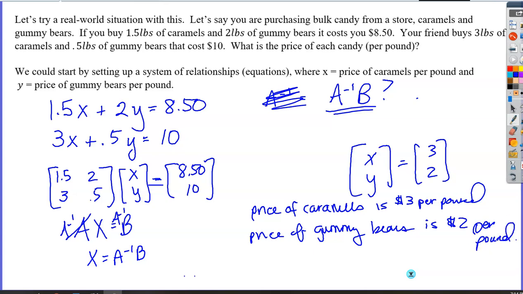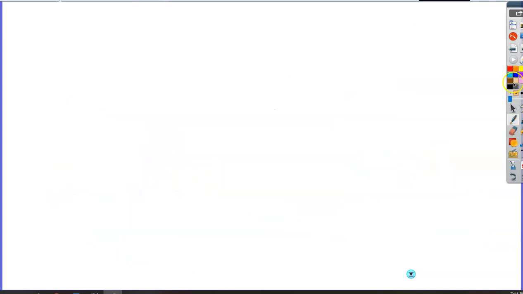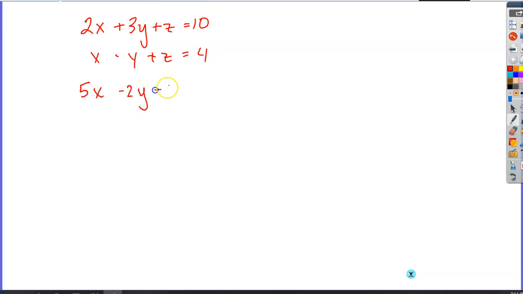Okay. Now, the other thing, just to show you, I'm not going to do a scenario on this one, but I do want to show you how you can use this with 3 by 3s, because we use these with planes a lot, like intersecting points of planes. So if you had planes, 2x plus 3y plus z equals 10, there's one plane, x minus y plus z equals 4, and maybe 5x minus 2y minus z equals -8, right? You can also find the solution or the intersection of these three planes.